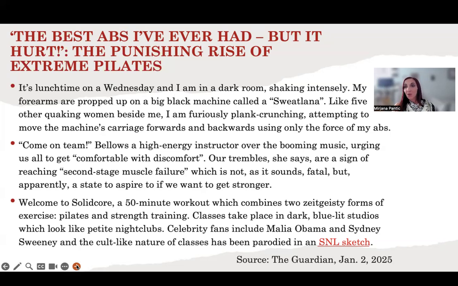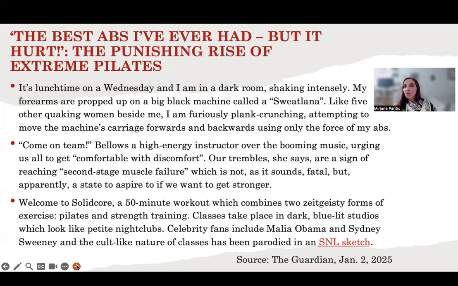This is like a specific Pilates workout that she's talking about, the extreme Pilates. And then she explains who are the people who are also interested in it, like celebrity fans and so on. So she describes how classes take place in dark blue lit studios and so on. So with all these descriptions, she gets you into the studio and you really feel like you're watching them working out.